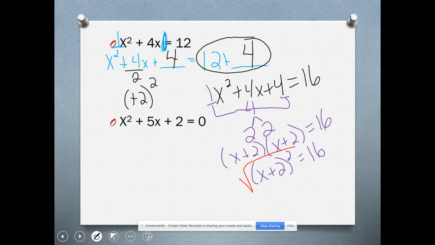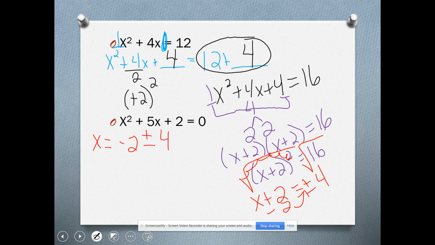Solving, I'm going to take the square root again of both sides to do the opposite of the square. It leaves us with x plus 2 is equal to, we personally wrote that radical sign, so we have plus minus, and the square root of 16 is 4. We're going to subtract the 2 over and put it right where we normally would. So we have negative 2 plus or minus 4.